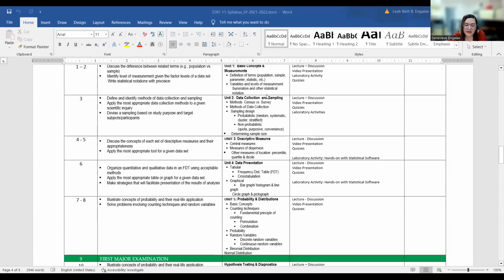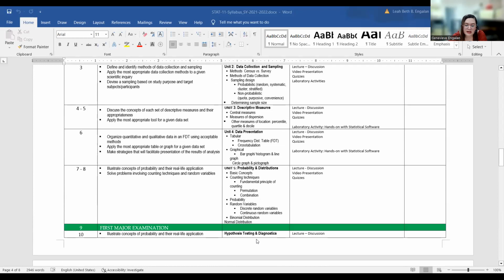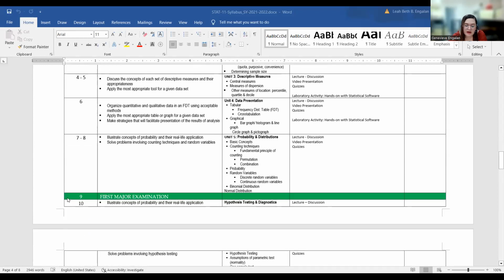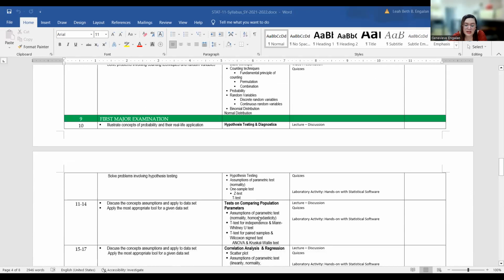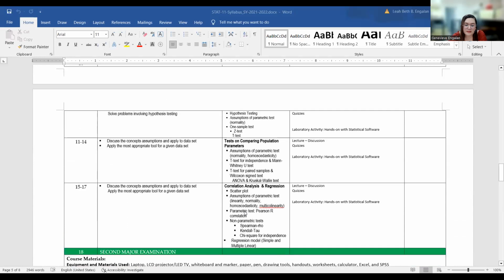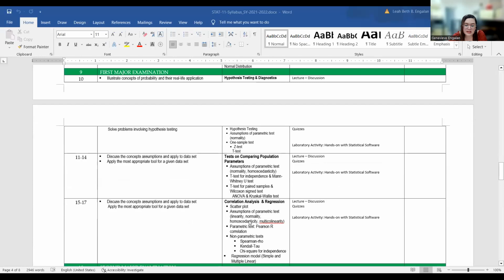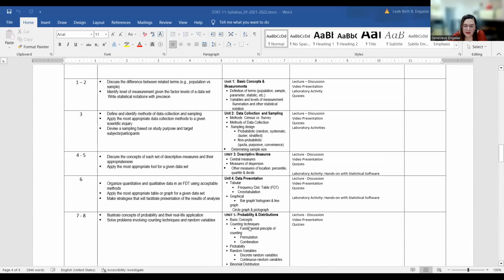So one is siya atong target for the midterm, no? So there are 5 units. Then we have the first major examination. So this is a face-to-face examination, no? Then we have this one, hypothesis testing and diagnostics. Then test on comparing population parameters, correlation analysis and regression. So kanirang tulo ang ato ang target for finals. Okay, while diri we have 5 units. So sige lang kay mugbor man niya.